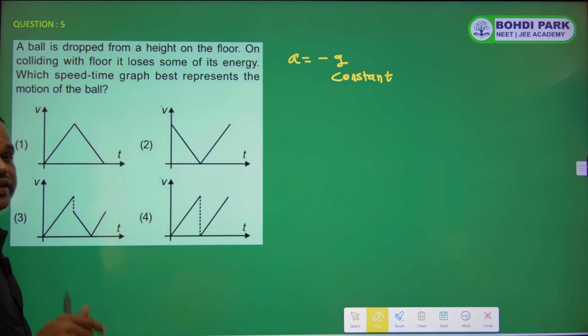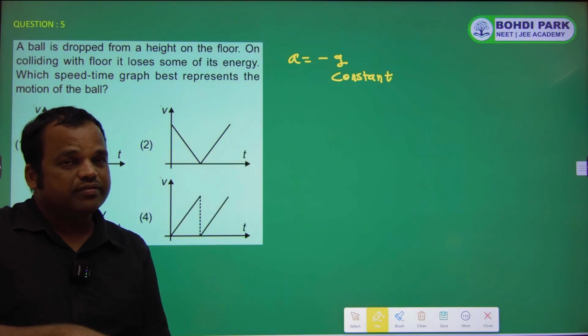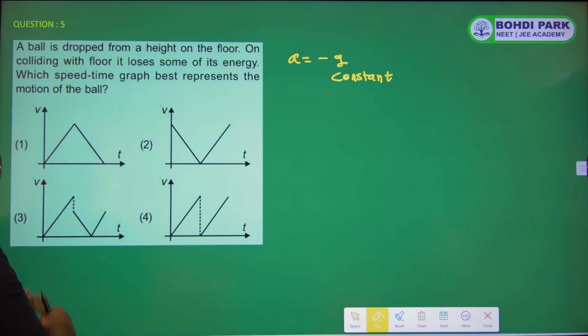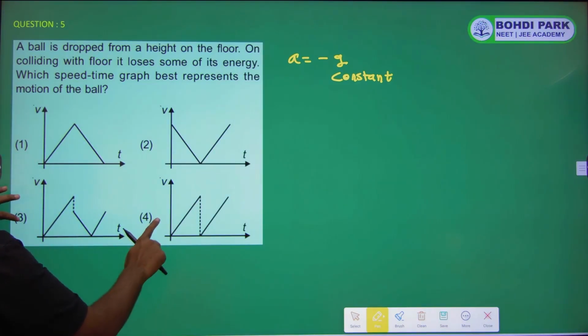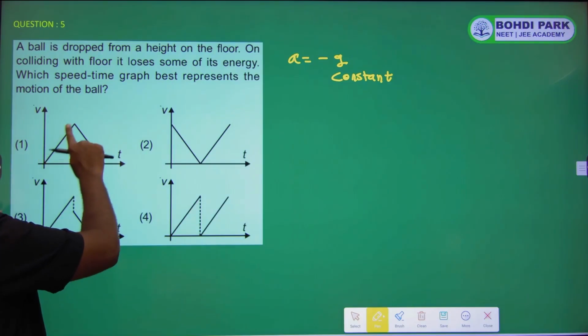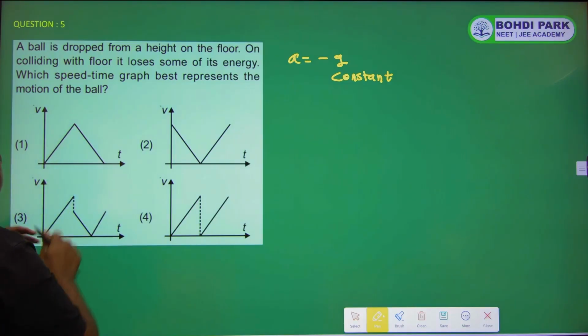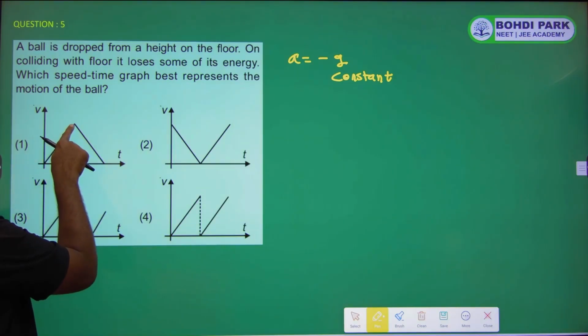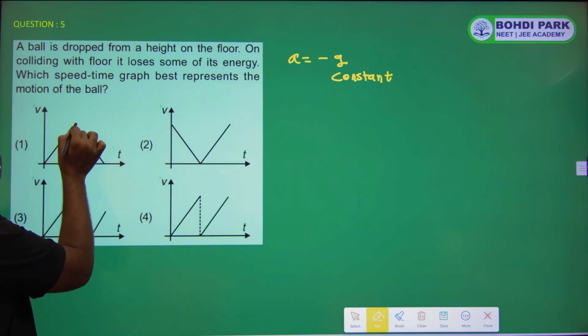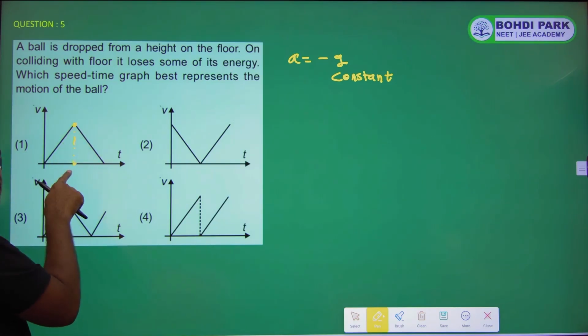So speed is increasing, definitely speed is increasing when it is coming down. So it is mentioned in first, third and fourth, speed is increasing with time. Clear? If you look at first option, this is the time instant when it will hit the ground.